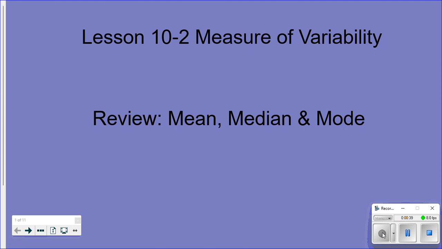Median means the middle number. We'll be using the median a lot today. And mode means the one that occurs the most often. Of course, when you have a set of data, you have to put it in order to find these three things. That is what we're going to have to be doing again today. So order is very, very important.